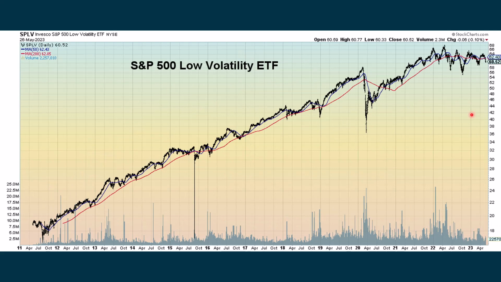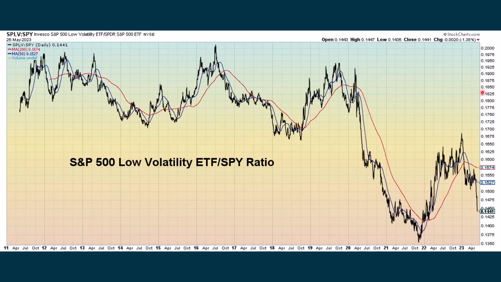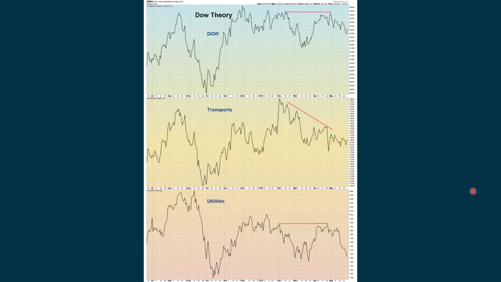Low volatility stocks, which were the place to be in 2022, they're now seeing some weakness. And when we compare that on a ratio basis to the S&P 500, we're seeing a recent death cross with low volatility stocks really underperforming the S&P. Looking at Dow theory, where we're coming back to recent highs with the Dows, but we're seeing a negative divergence with the transports. We came almost back with the utilities, but lately we've been seeing a lot of weakness in the utilities. This could suggest some longer-term weakness.